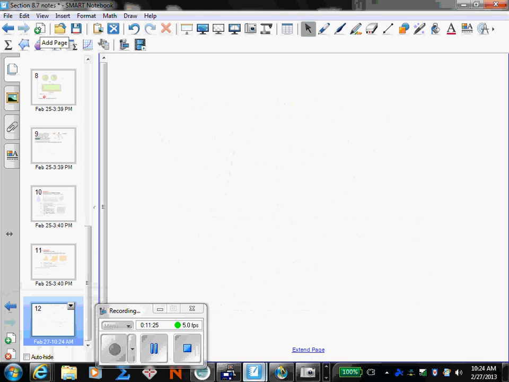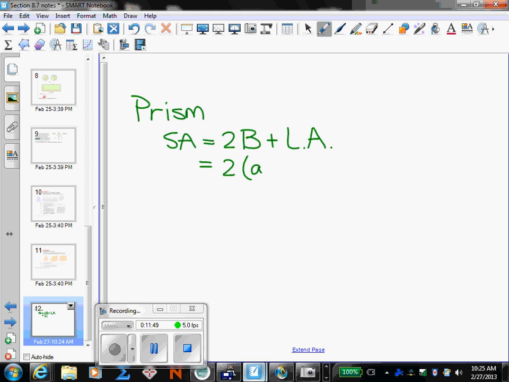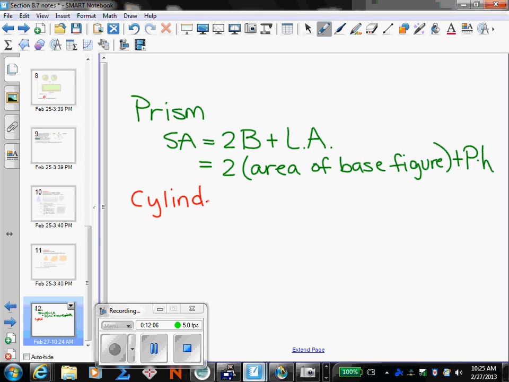Okay, so let's review our formulas. We have a prism. These you need to get into your notes. Surface area of a prism is 2 times the area of the base plus the lateral area, which means 2 times the area of the base figure plus the perimeter times the height. If it is a cylinder, it's still a prism, so we're still going to use 2 times big B plus the lateral area, which will be 2 times pi r squared, plus the perimeter, which is 2 pi r times the height.